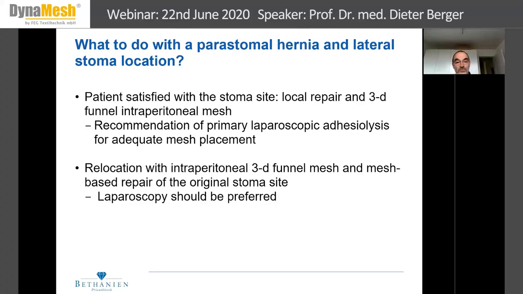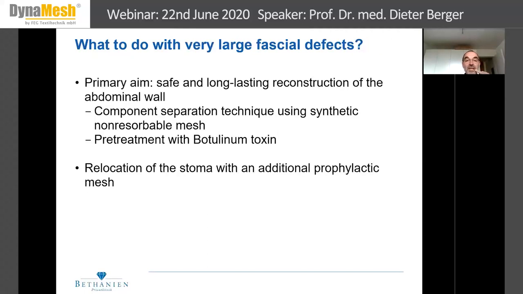And the control of the placement of the mesh is really very effective laparoscopically. If the patient has problems with the stoma site, then of course a relocation may be necessary, again with a prophylactic intraperitoneal three-dimensional funnel mesh and a mesh-based repair of the original stoma site. Again, I would always prefer laparoscopy.